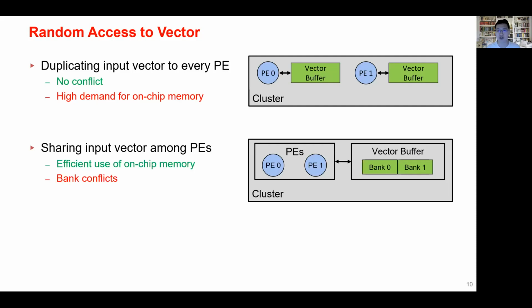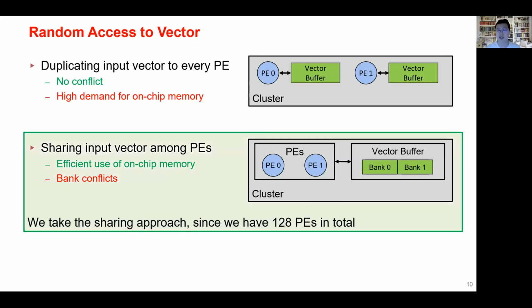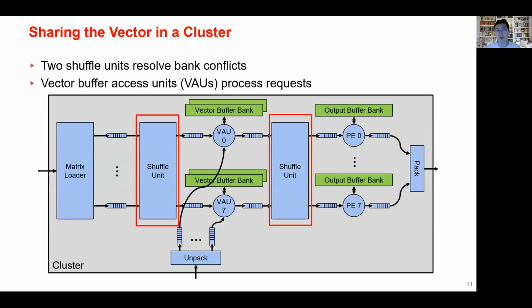Another approach is to share the vector across a group of PEs. This approach remains a very efficient use of on-chip memory. However, we need to deal with bank conflicts. HiSparse takes the second approach because we have 128 PEs in total in the system, so it would be too much to duplicate the vector.